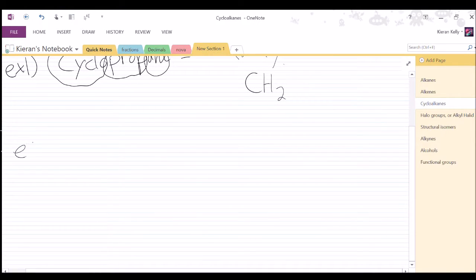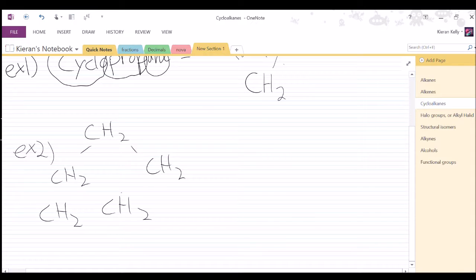Example 2. Go ahead and write it out. CH2, CH2, CH2, CH2, and CH2. All singular bonds in a circle. So the first thing we're going to want to do, because they're in a circle, is write out our cyclo. And then how many carbons do we have?